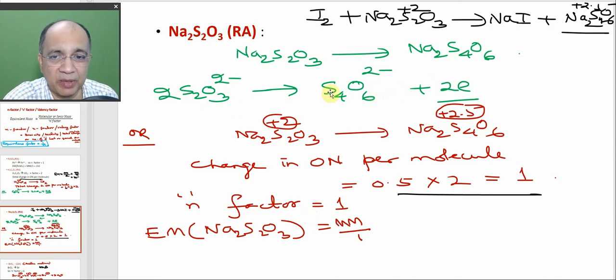balancing by the ion electron method. So simply 2, there is no hydrogen, so there is nothing more to do. So already balanced, so only electron balance, so 2 electrons. So this N factor is 2 that is involved for 2 thiosulfate ions. If for 2 thiosulfate ions, 2 electrons are involved, 1 thiosulfate ion will involve 1 electron. So remember, it is always per molecule or per ion. Here it is 2 thiosulfate ions, 2 electrons. So 1 thiosulfate ion, 1 electron. So the N factor is 1 for sodium thiosulfate.